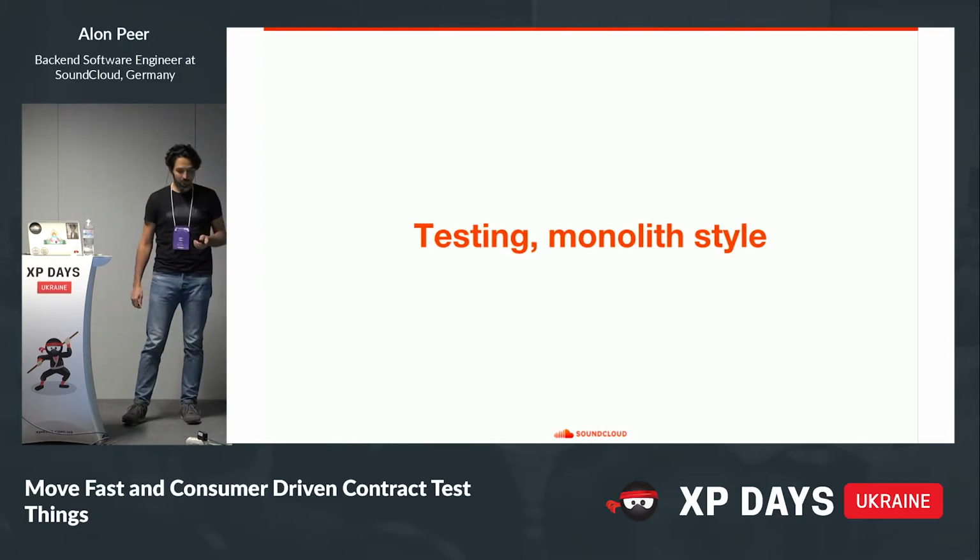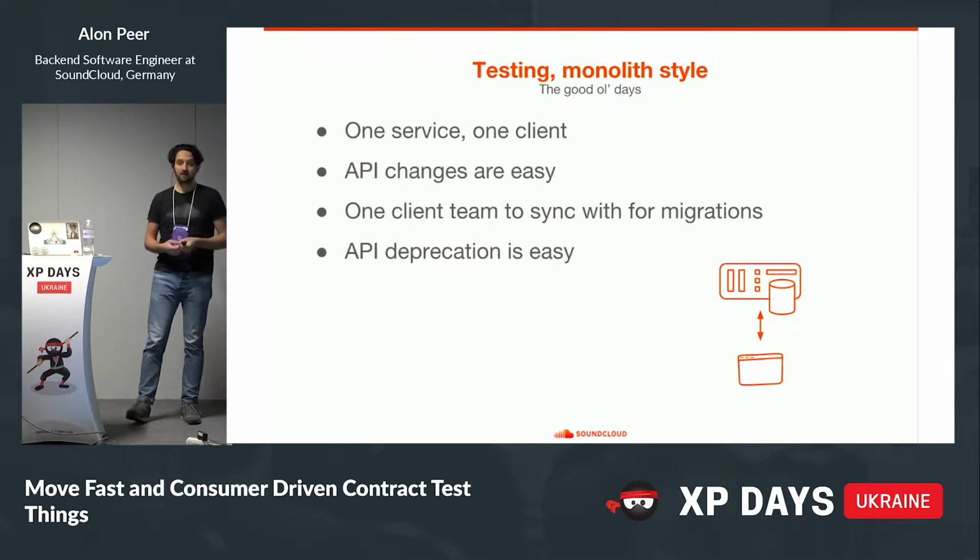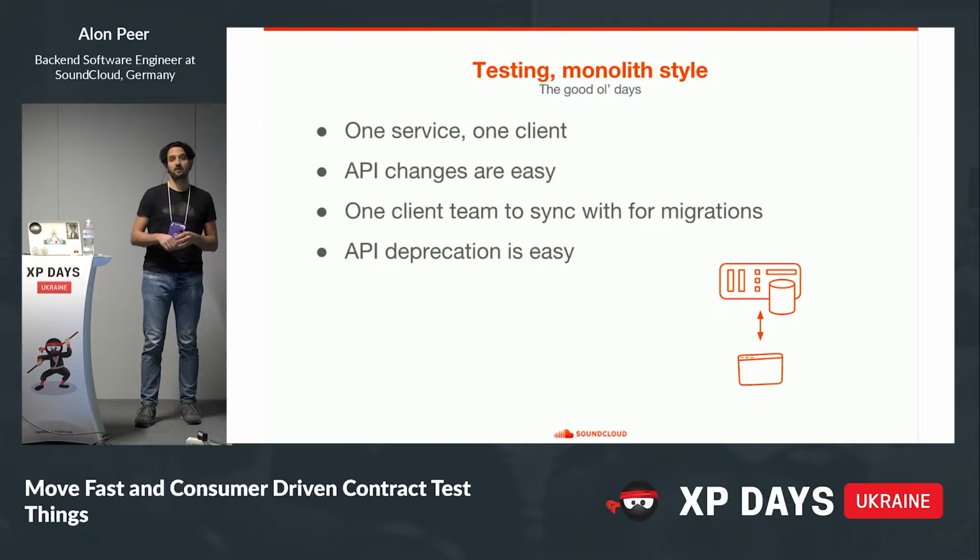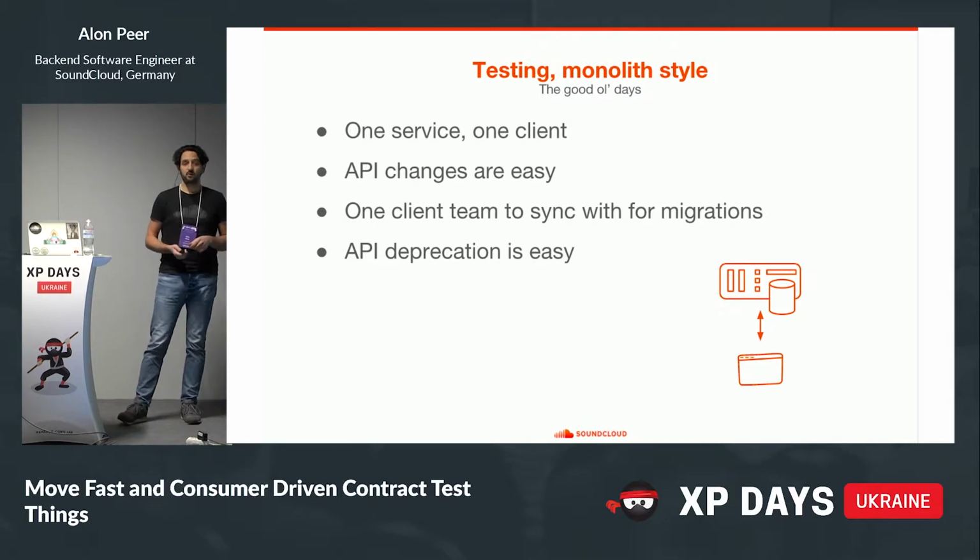So back in the good old days, we only had one service with one client. It was all in a single repository. It was deployable as a single unit. And as such, it was really easy to make changes to the API. If we wanted to deprecate some endpoint, it was easy to see if it's being used or not. There's just one client. It's built into that same system. If we wanted to change some payload format or anything like that, it was really easy. So we only had to talk to the client team, or maybe it was just us, the same team that was doing the same job. And yeah, that was all right.